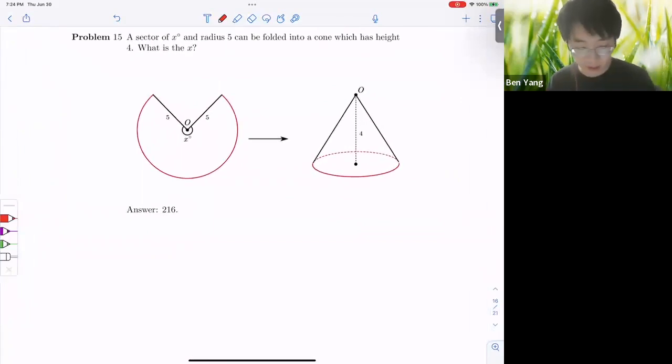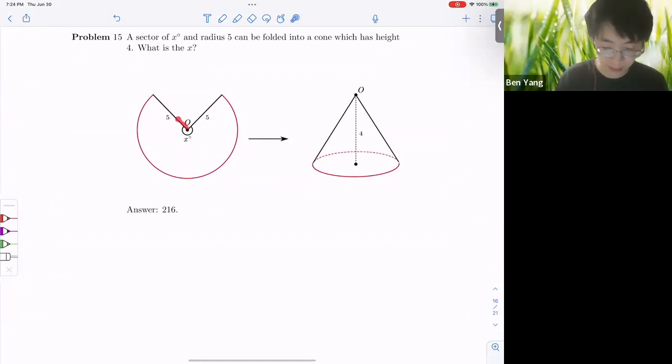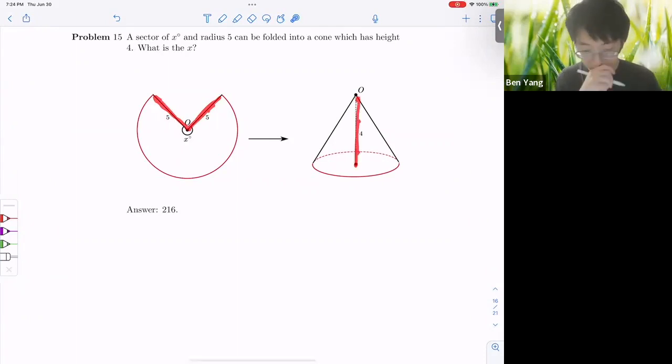This question is about a cone. A sector of x degrees and radius 5 can be folded into a cone. I guess we can just glue those two radii together, which has a height 4. So after we glue them together, we have a cone and the cone has height 4. What's the value of x?